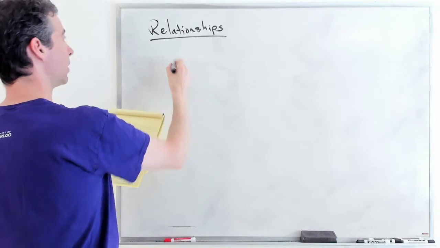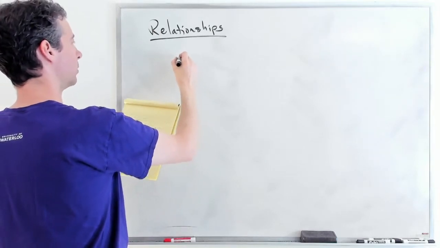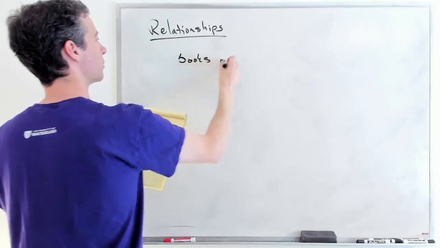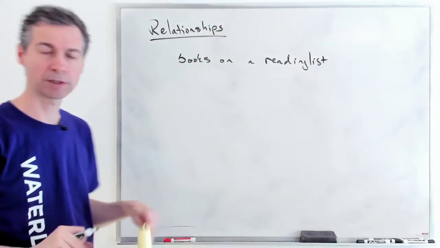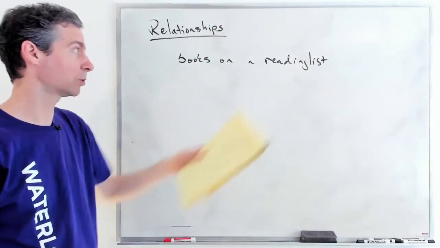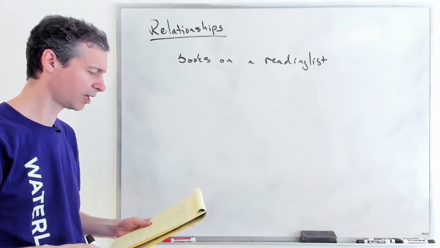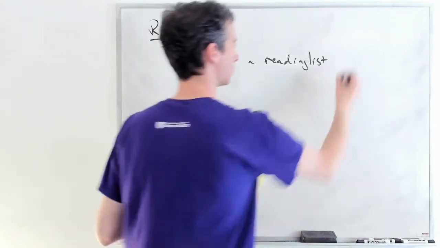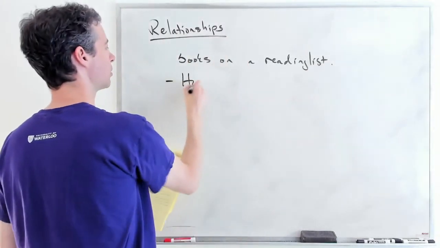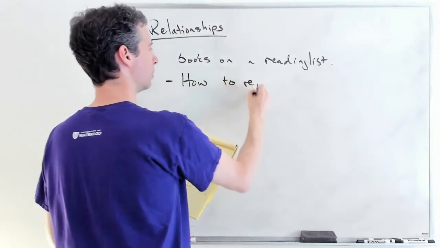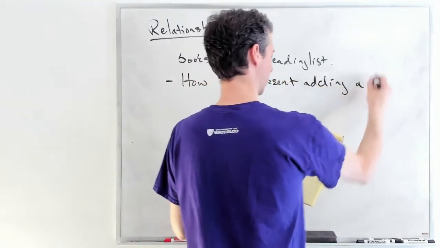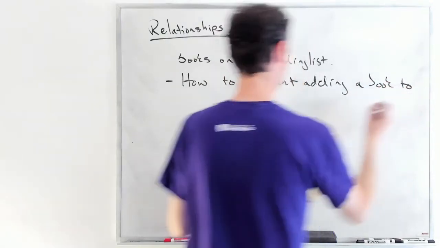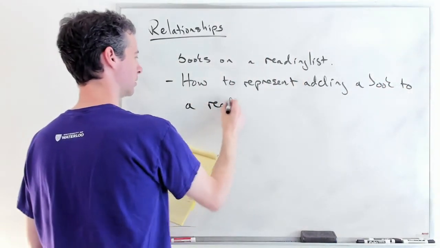So what about relationships? So we have books on a reading list. And we do that with a join table, because again, we have this many-to-many relationship between books and reading lists. So the question is how to represent adding a book to a reading list.